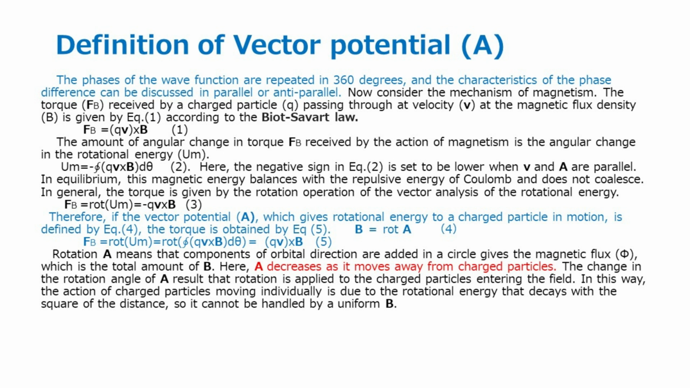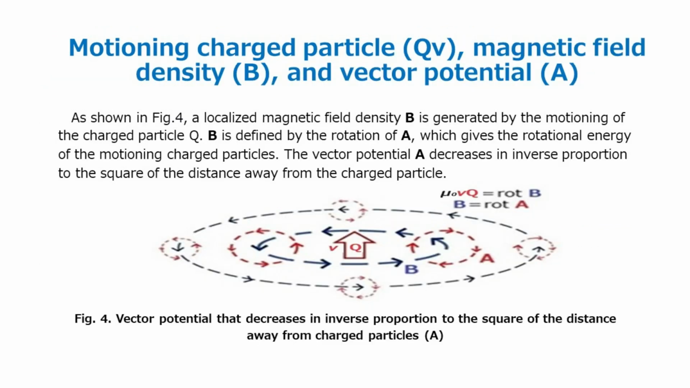In this way, the action of charged particles moving individually is due to the rotational energy that decays with the square of the distance, so it cannot be handled by a uniform B. As shown in Figure 4, a localized magnetic flux density B is generated by the motion of the charged particle q. Magnetic flux density B is defined by the rotation of A, which gives the rotational energy of the moving charged particles. The vector potential A decreases in inverse proportion to the square of the distance away from the charged particle.